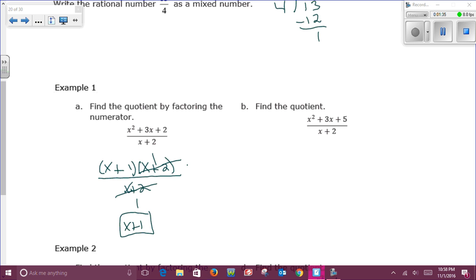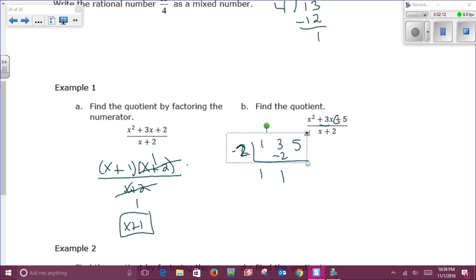Yay! For B, find the quotient. This time I'm not going to factor because there are no factors of 5 that add up to 3. So I'm going to do -2 on the outside, and it's going to be 1, 3, and 5. Bring down my 1, sorry, it's a -2. -2 times 1 is -2. 3 minus 2 is 1.